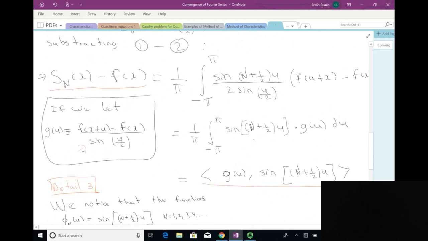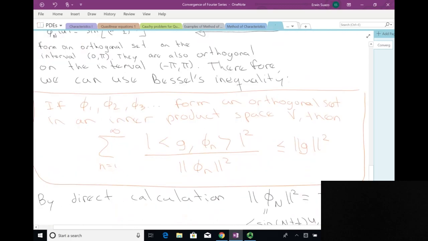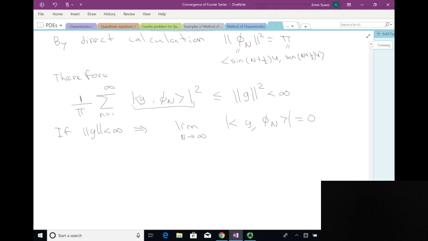Because this is the inner product of G with phi sub n, because that's what I call phi sub n. Remember phi sub n? I'm saying that if G exists, the integral of G exists, the limit of this inner product has to go to 0 when n goes to infinity. Therefore, this has to go to 0.